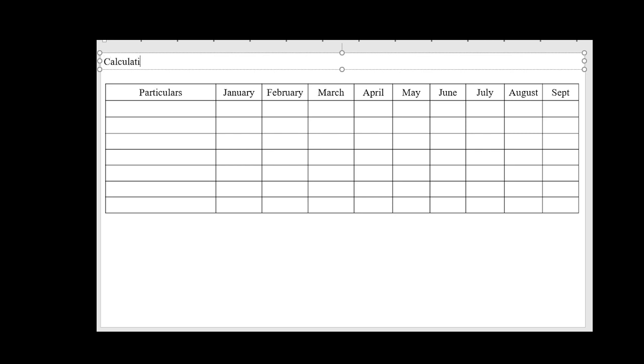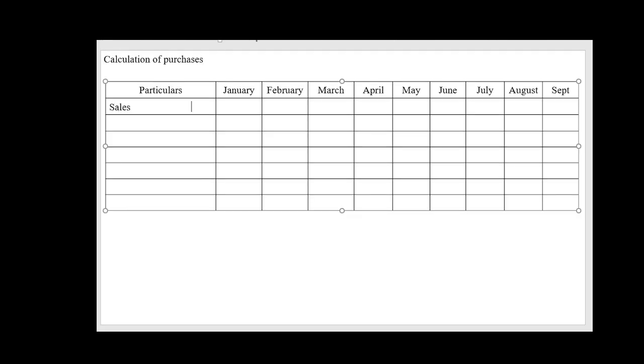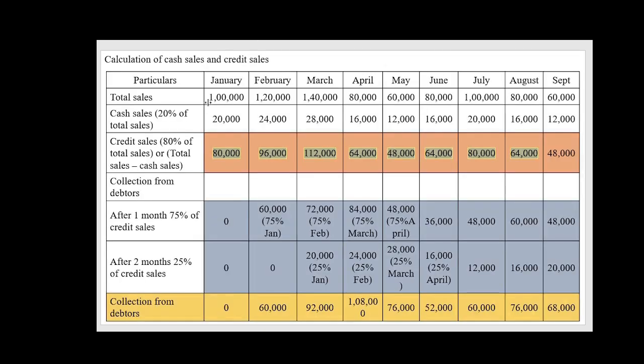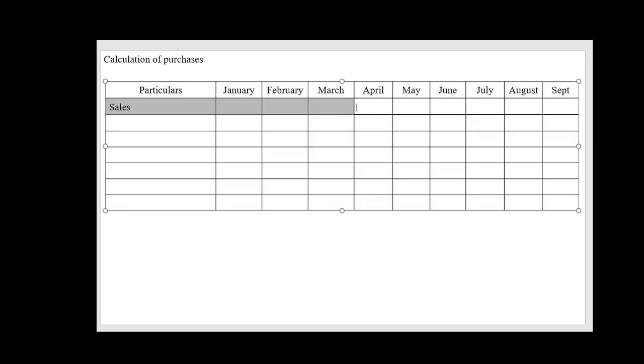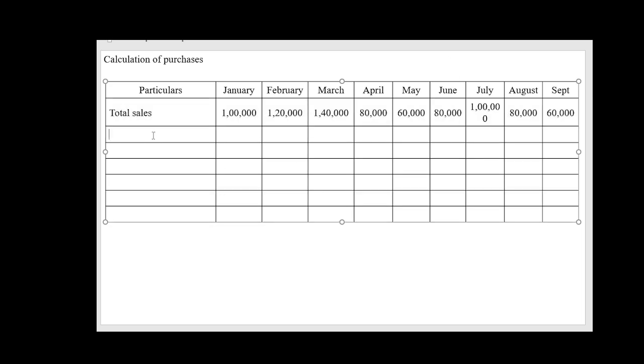Quickly we will calculate the purchases. How much is the purchase? It is not given directly in the problem. We need to find it. So let me put the sales figures. These are the sales figures which I'm going to copy and put over here. So these are the total sales figures. What is purchases? Purchases is 80% of sales.